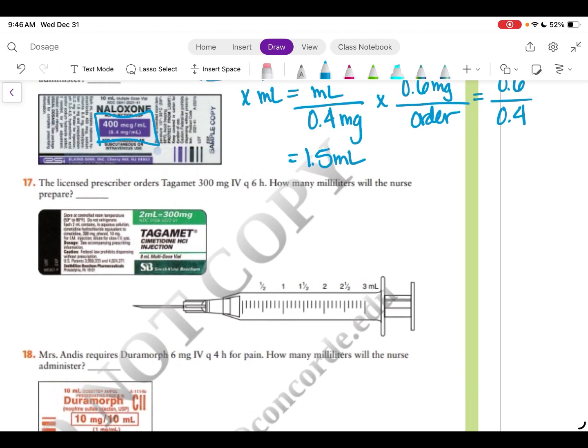Number 17. You have an order for Tagamet 300. Right, how many milliliters will you prepare? If you read the label, the answer is right here in the label. The answer is 2 milliliters, right? And you're done. There's not even any math to do here.